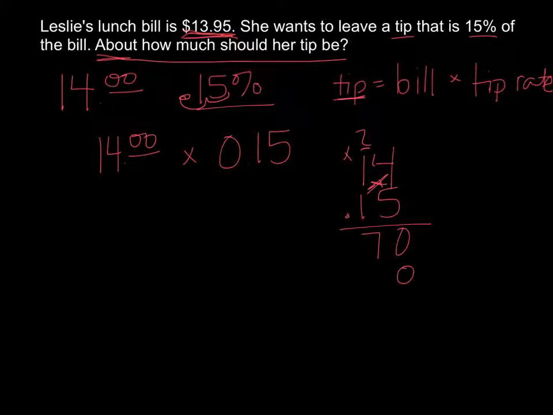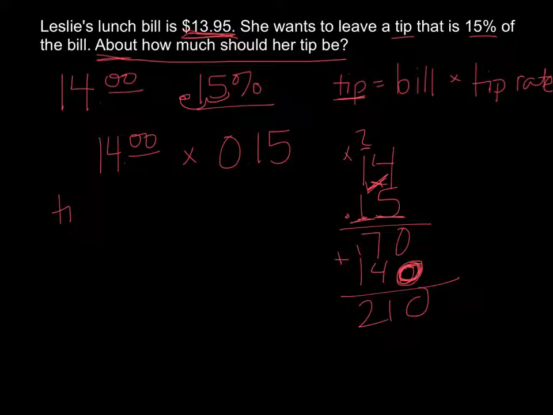Then I added my 0 down here again as kind of my placeholder, because before we were multiplying by the 1s, and now we're multiplying by the 10s place. So I have to have the 0 down here to keep everything where it's supposed to be. 4 times 1 is 4. 1 times 1 is 1. Now if I add these numbers together, I would get 210.